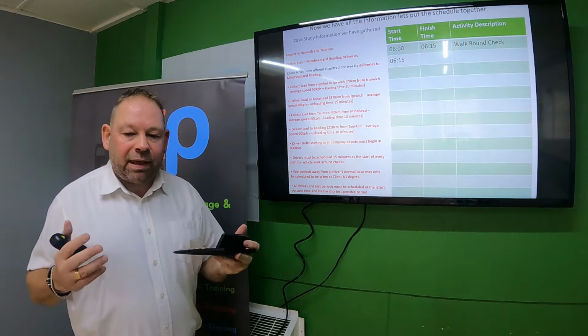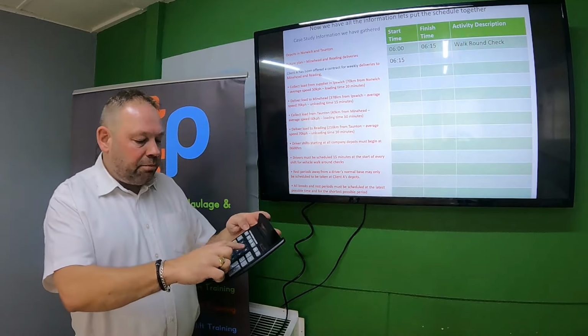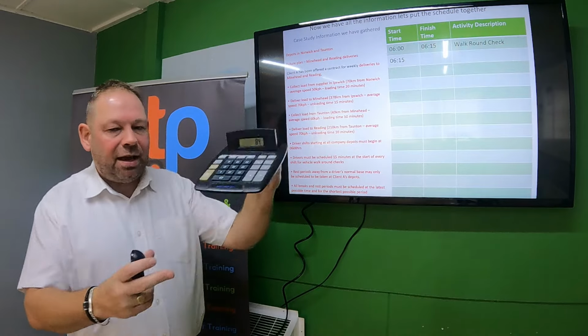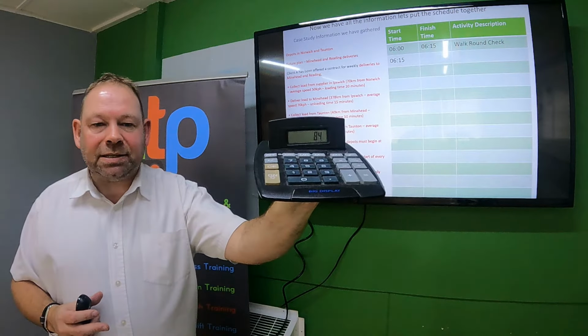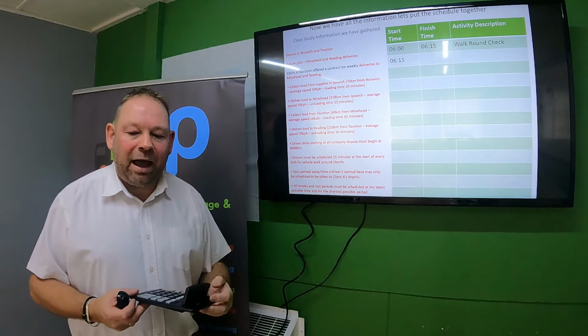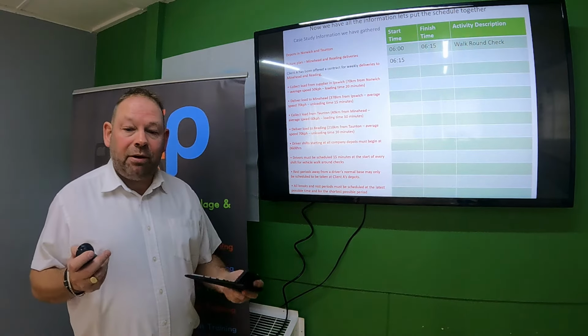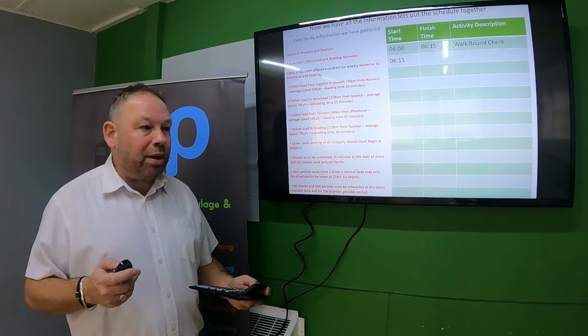If we take the 0.4 and multiply it by 60 minutes in an hour, that gives us 24 minutes. So we are 1 hour and 24 minutes. So that is our travelling time from Norwich through to Ipswich.